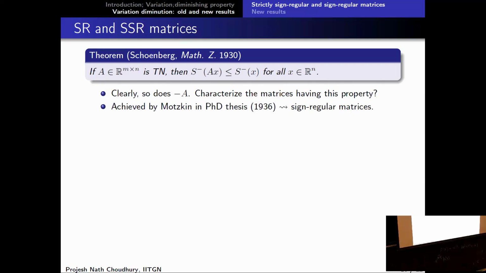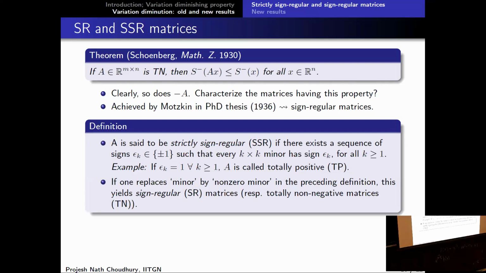And in 1936, Motzkin in his PhD thesis was able to answer this question. Before we proceed, let us look at some more definitions. A matrix A is called strictly sign regular if there exists a sequence of signs epsilon k such that every k by k minor has the identical sign epsilon k. For example, all 1 by 1 minors have one particular sign, all 2 by 2 minors have a sign that need not be positive. Then that matrix is called strictly sign regular. If all the signs are positive, then we call it a totally positive matrix.